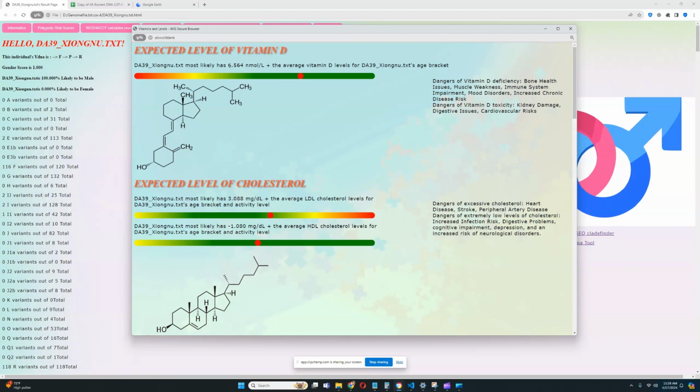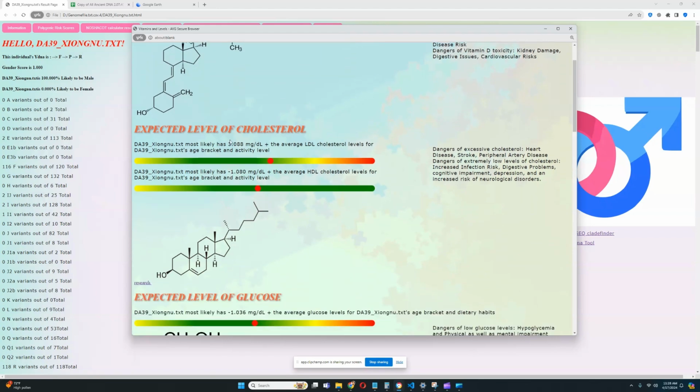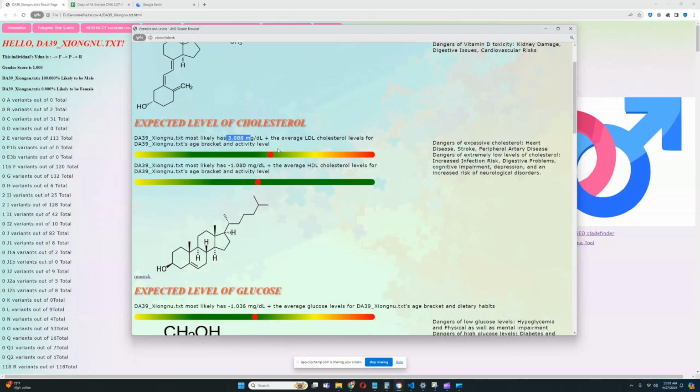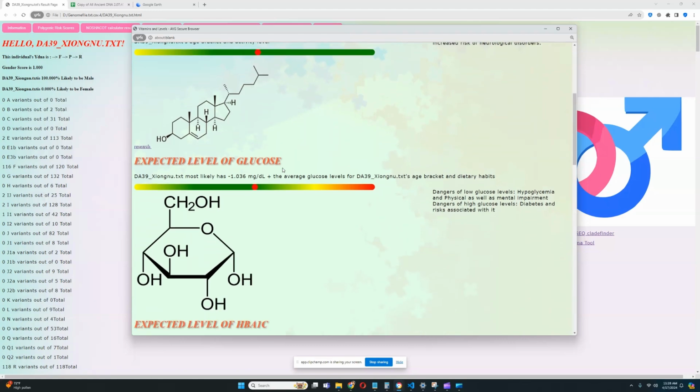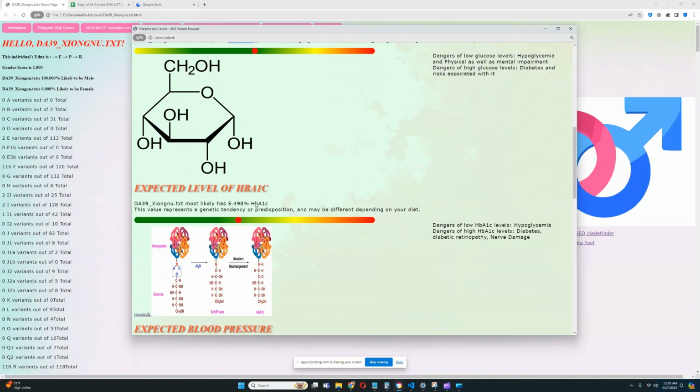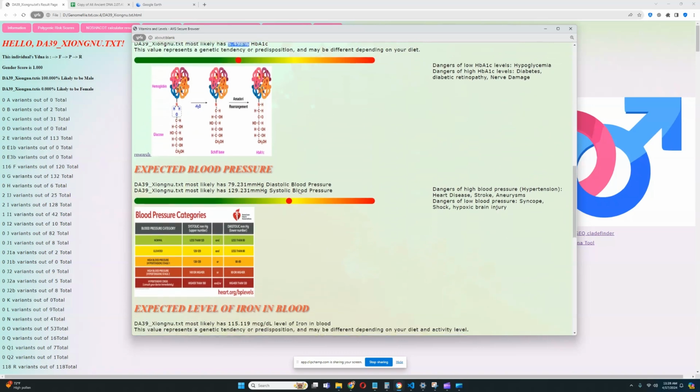biomarkers. Looks like he's got above average levels of vitamin D, definitely really good. Above average levels of LDL cholesterol, which is not good, unfortunate for sure. Below average levels of HDL cholesterol, which is also unfortunate. Below average levels of glucose, which is good. He's got average level of hemoglobin, which is really good.